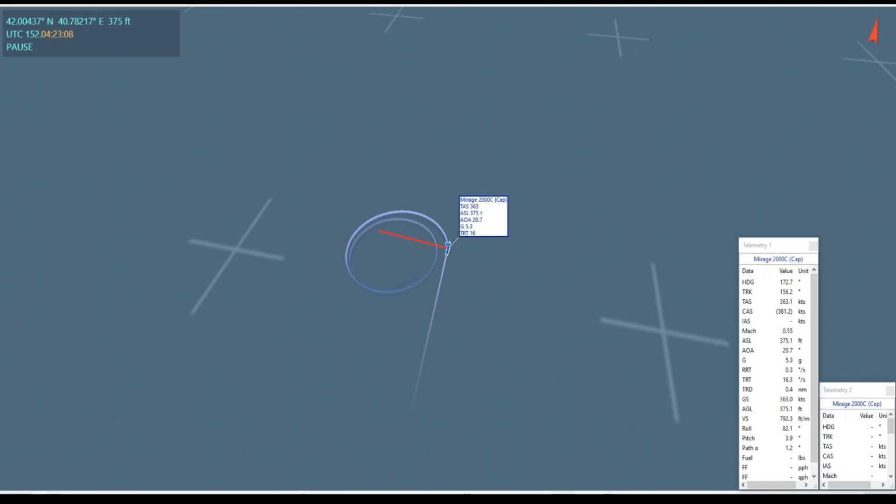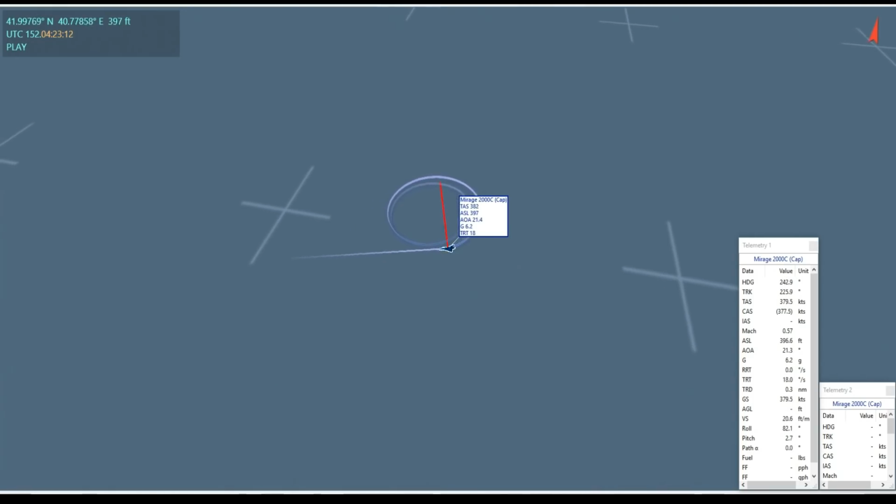We're up to 360 knots. 370 knots, 16 degrees per second. 18 degrees per second, 380 knots. 20 degrees per second at 370 knots.